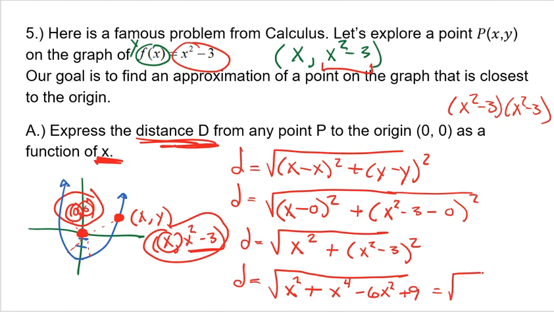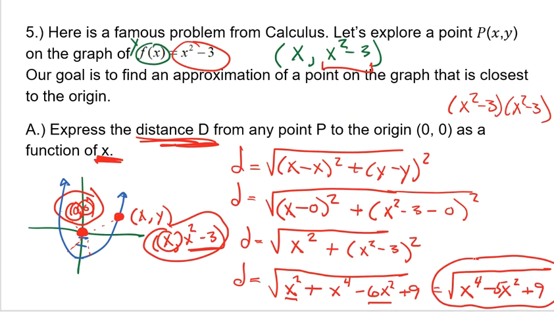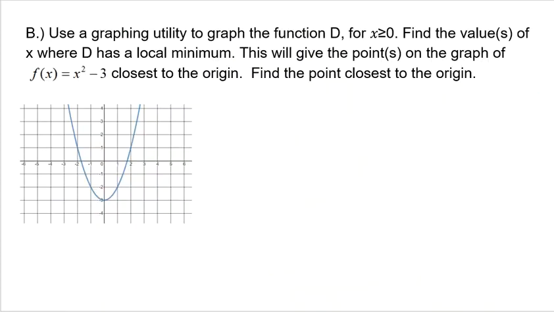And finally, I can clean this up a little bit because I can combine my 1x² with my negative 6x². And I get x⁴ − 5x² + 9. So there is a formula right there. Crazy formula, but that is a formula for the distance from any point P to the origin written as a function of x. Pretty cool problem. All right, let's keep doing more with this.